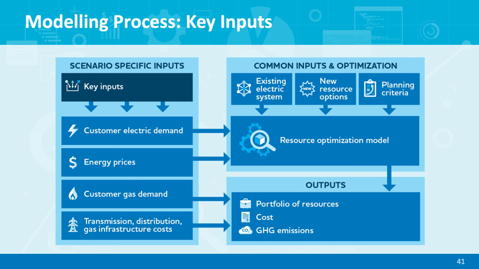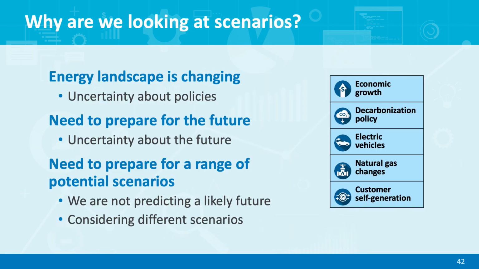The last component of the scenario inputs are the key inputs. We will now review these before we get into the resource options, tools, and the outputs. Scenarios are used in the IRP to represent a reasonable range of what the future of energy might look like in Manitoba, regardless of how likely it is to occur. They are based on specific values associated with the inputs.